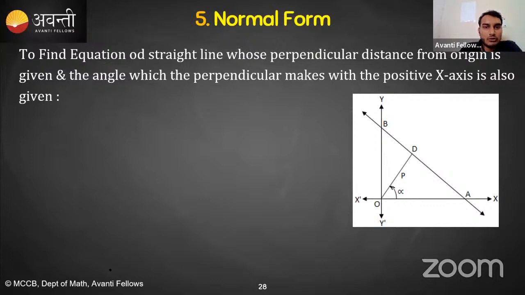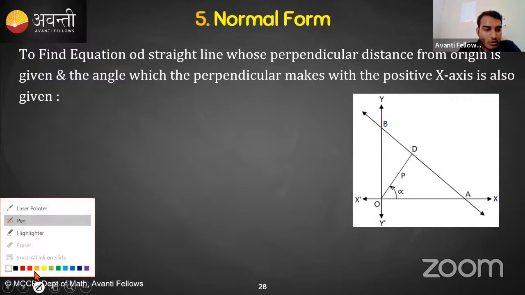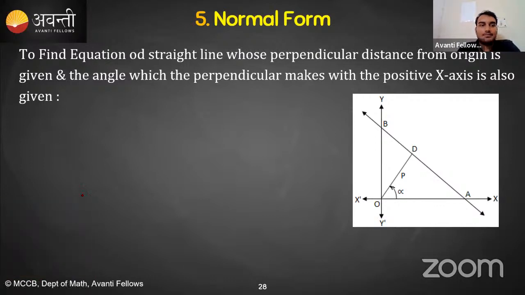So this form is slope normal form. So what is given? To find the equation of a straight line whose perpendicular distance from origin is given, and the angle which the perpendicular makes with the positive x-axis is also given.